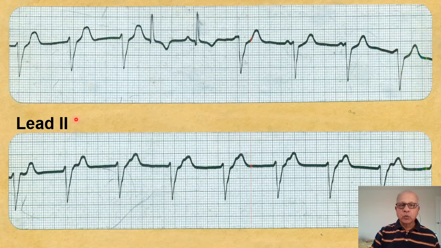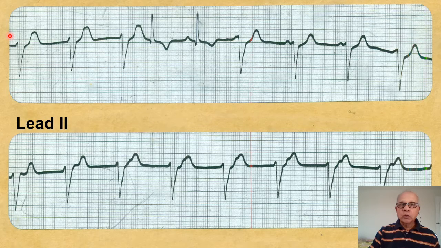Now this is lead 2 we said already, isn't it? So the first 3 beats, 1, 2 and 3, show wide QRS complexes occurring at a rate of 60 beats per minute. That is, this RR interval works out to be 5 large divisions. So 300 by 5 works out to be 60 beats per minute, isn't it?